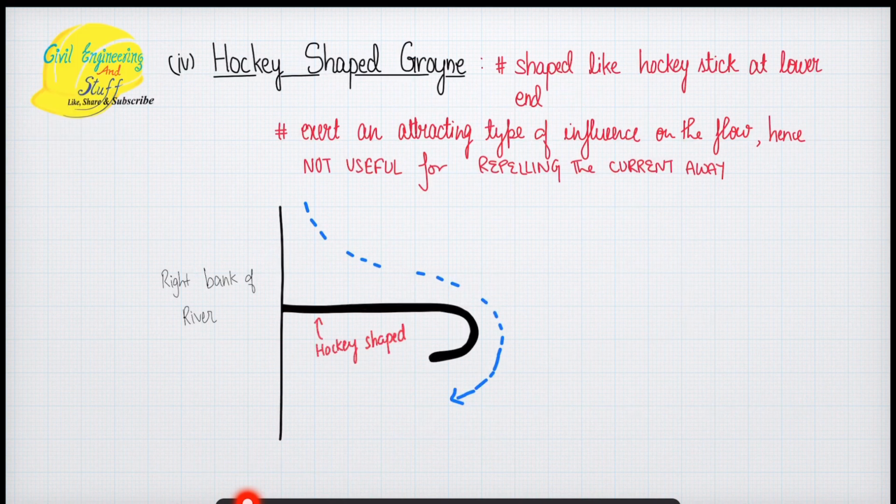Then we have hockey shape groynes. Again, the shape is like a hockey stick, and these exert an attracting type of influence on the flow, hence not useful for repelling the current away. Again, these are usually constructed where the flow of water is very less, and just as a safety precaution, we construct like this. These are more of an attracting type of groynes. They attract the flow of water towards the bank.